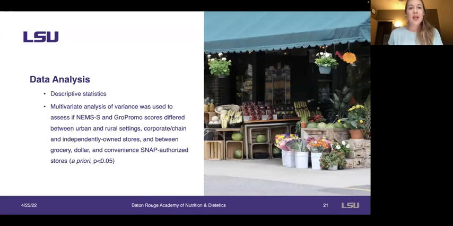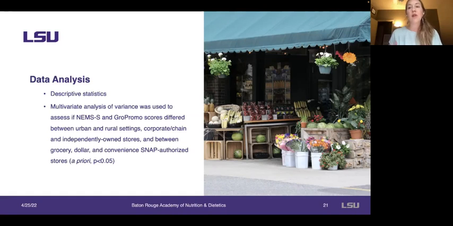So to make sense of our data, we just did some standard descriptive statistics, so means and standard deviations. And then our statistical partner also did a multivariate analysis of variance in order to understand if these mean scores differed by urban, rural, by ownership, so whether the store was corporate or chain or independently owned, or between store type.